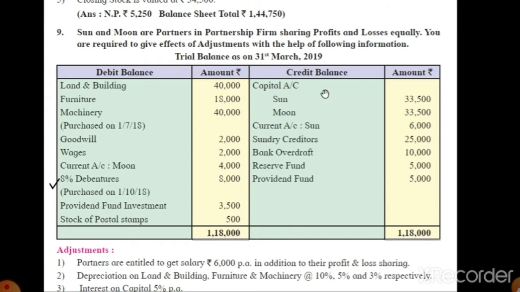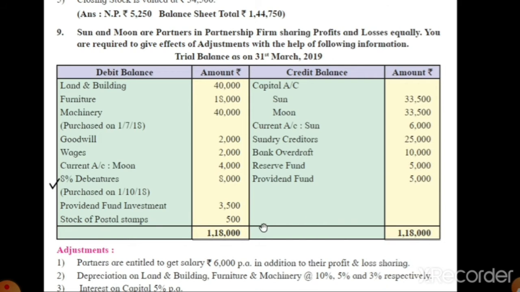Now we just read the credit balance list. First of all, capital account of Sun, that is 33,500. Moon's capital contribution is 33,500. Then in the credit balance list they show the current account of Sun, that amount is 6,000. Then sundry creditors 25,000, bank overdraft 10,000, reserve fund 5,000, and provident fund 5,000. It is a liability, so we record it on the liability side. Okay, so the credit balance list total is 1,18,000.